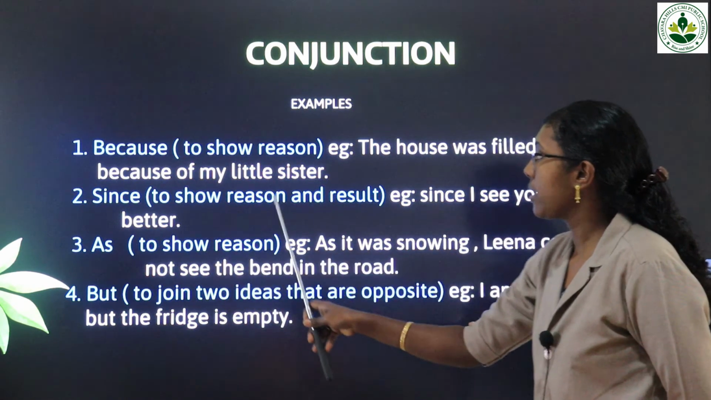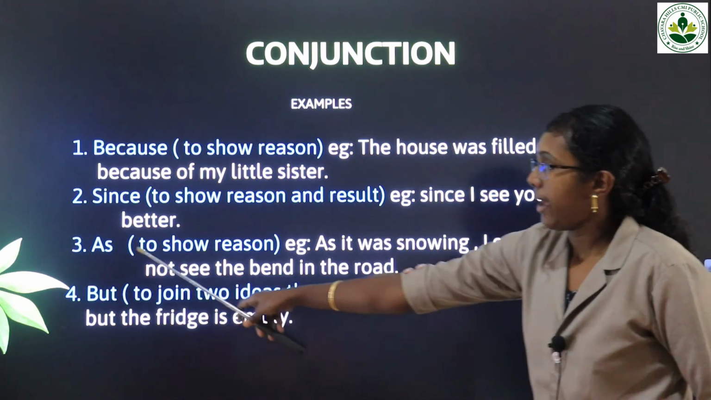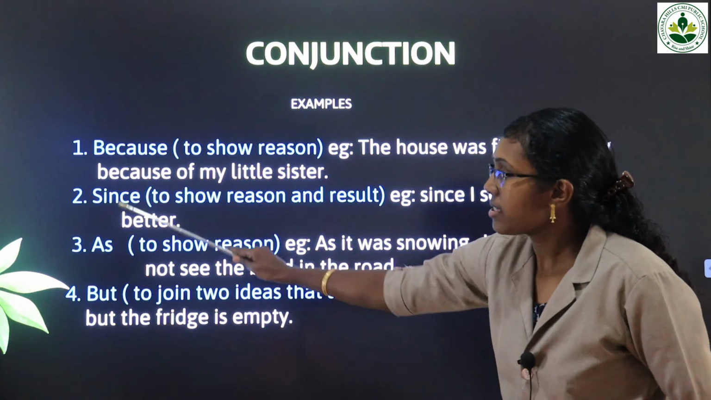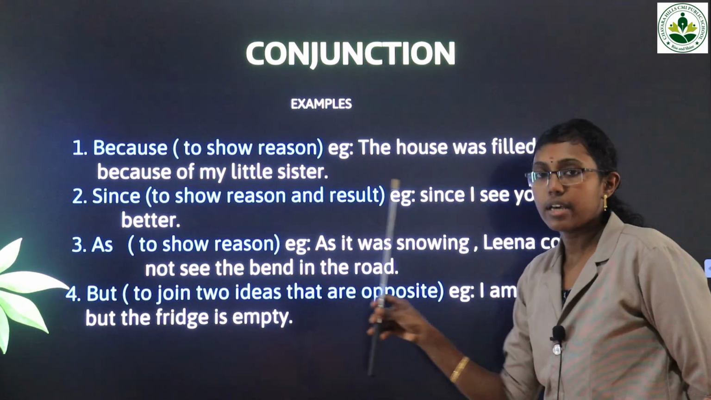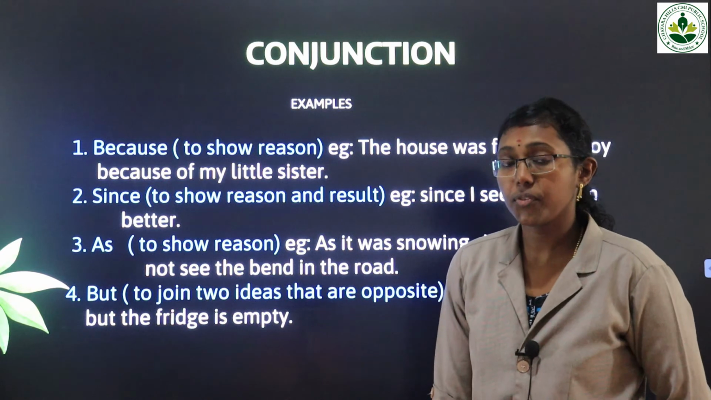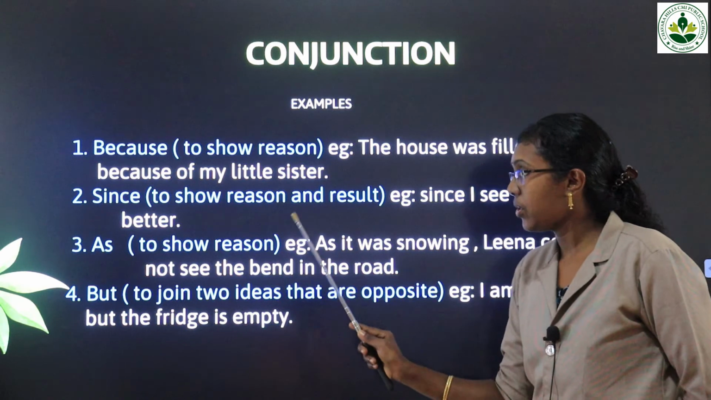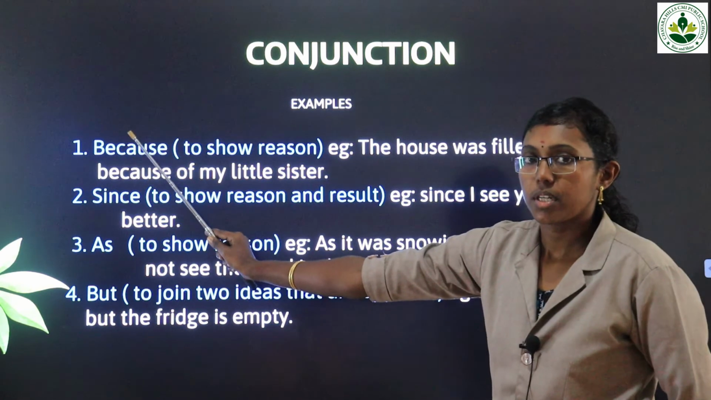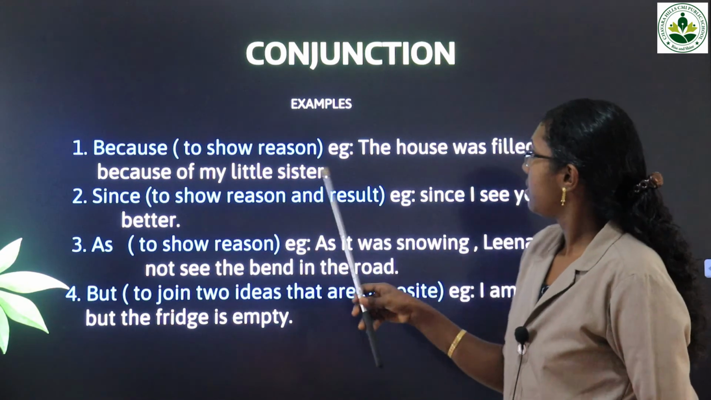Since means to show reason and result. Here reason only, here reason and result. And as also shows the reason. Reason and result means since and as. Both conjunctions we can use for showing reason and result. The minute difference is that since is a little formal way of using. Both since and as conjunctions we can use for reason and result, but because is used to show only the reason. See the example.